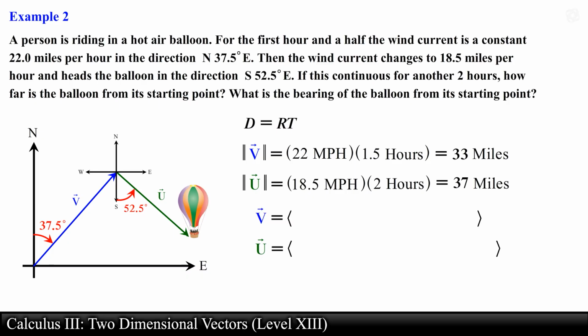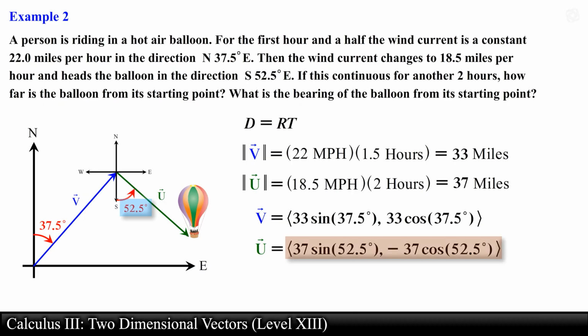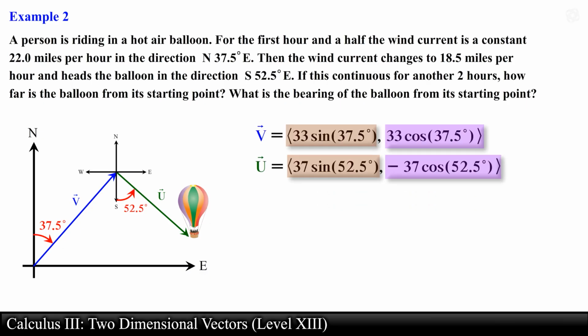Let's first find the components of each vector. Using the 37.5 degree angle, we obtain the following expression for the components of vector v. And using the 52.5 degree angle, we obtain the following expression for the components of vector u. Notice that the y component is negative, since it is pointing towards the negative y-axis. Next, we go ahead and add vector v and vector u component-wise. Doing that, we obtain the following.